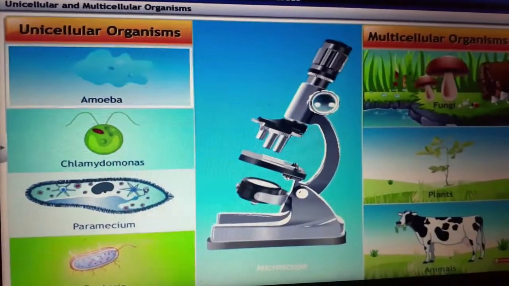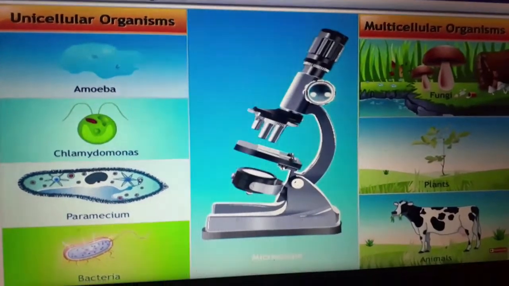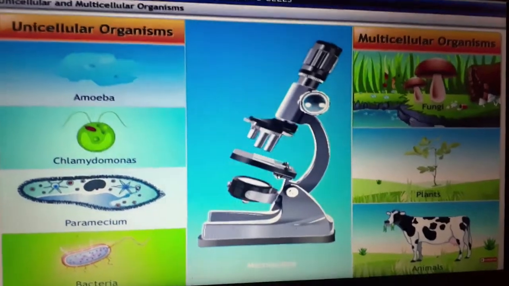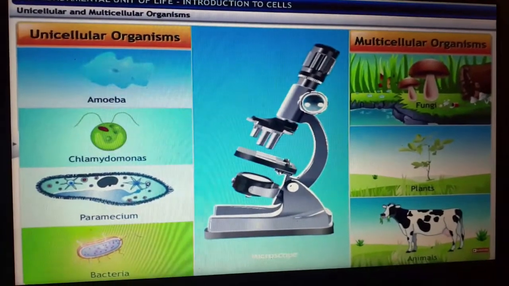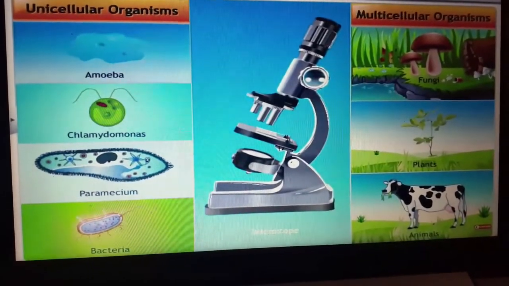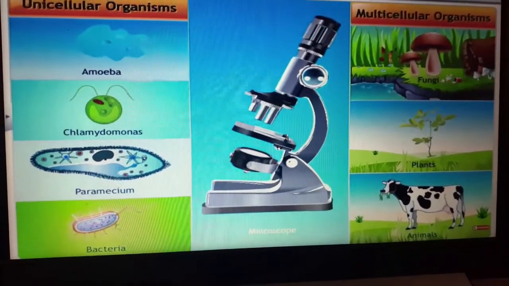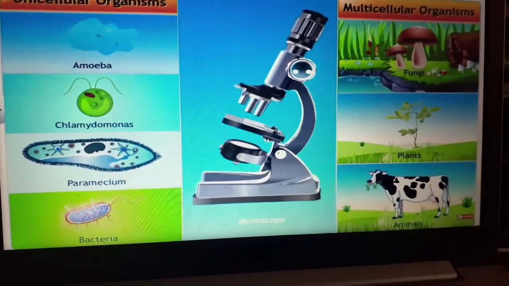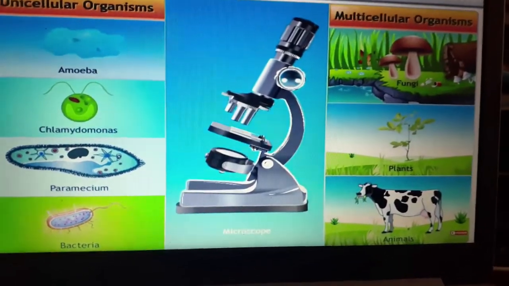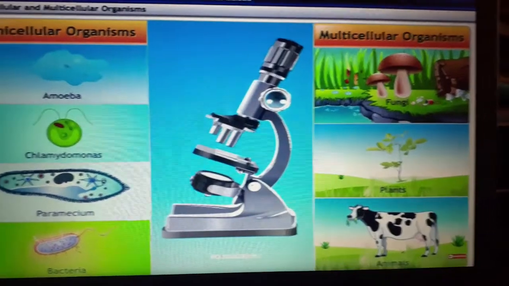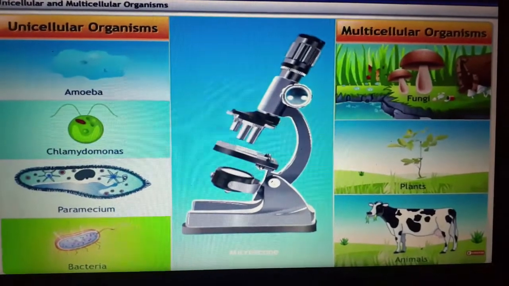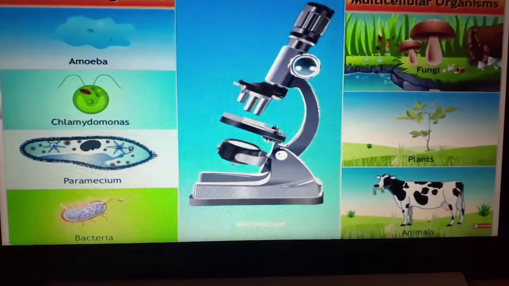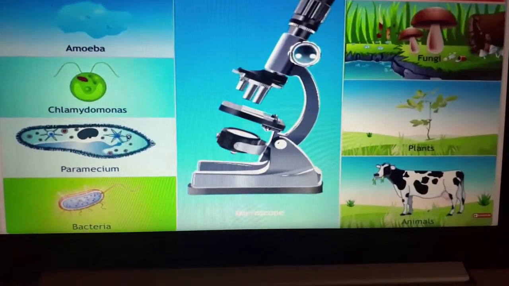Organisms like amoeba, chlamydomonas, paramecium, and bacteria have single cells, which constitute the whole organism. These organisms are called unicellular organisms. On the other hand, in organisms like fungi, plants, and animals, multiple cells group together to form tissues. These organisms are called multicellular organisms.